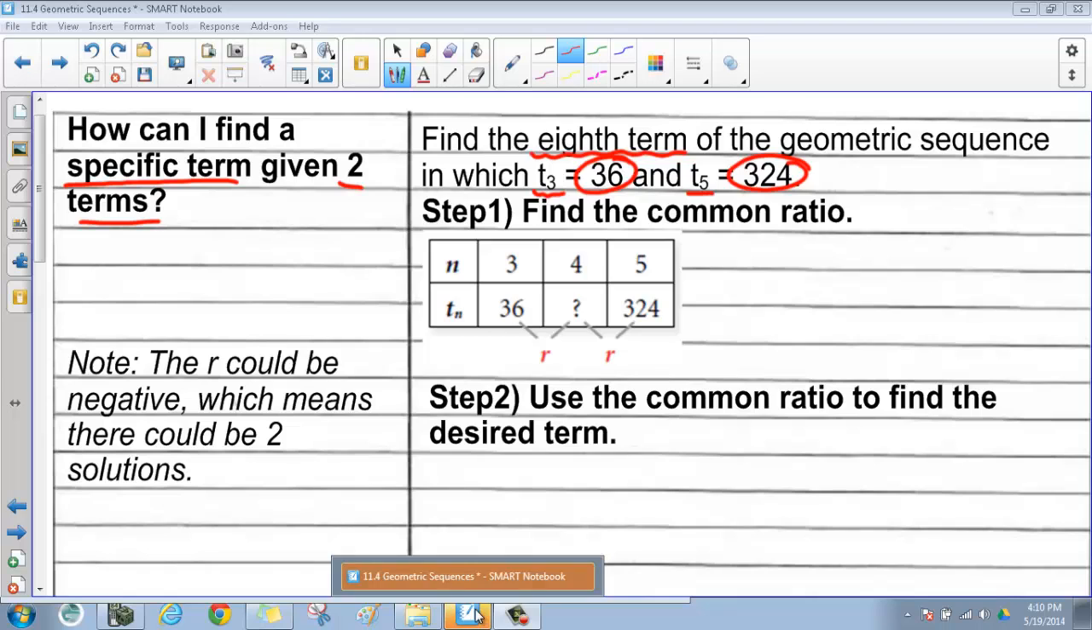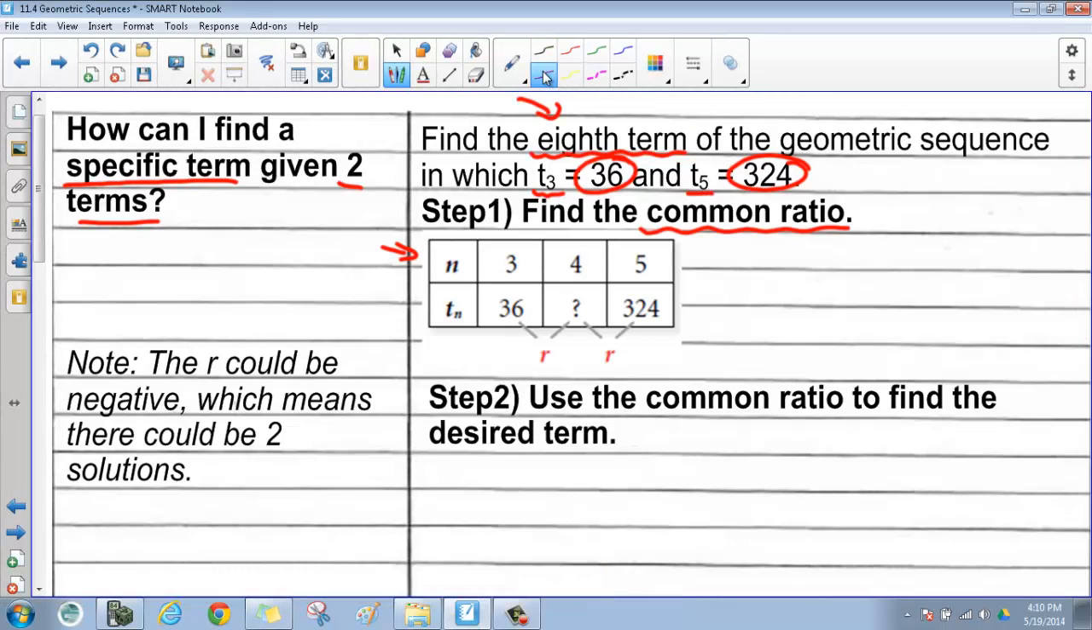Well, the first step to do this is you want to find the common ratio. What I like to do is set up a little table like this one to help us figure out what that common ratio is, and then use that table later to find that 8th term, that elusive 8th term. So elusive. So here's how this works, okay? We know that the 3rd term is equal to 36, right?